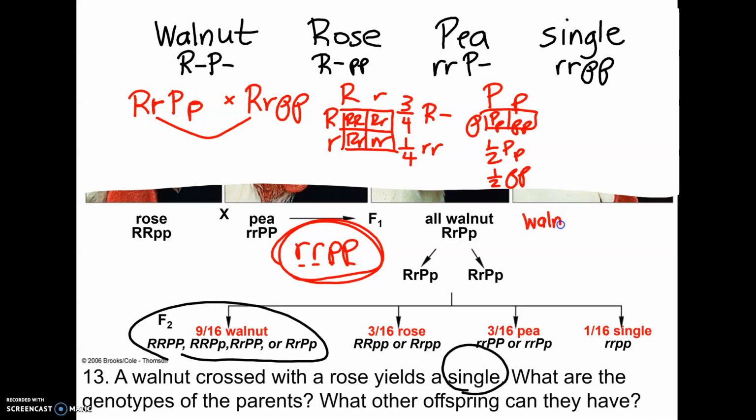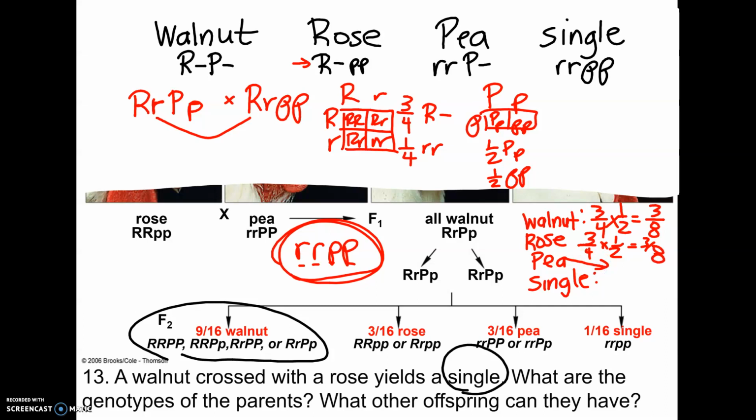Now they want to know what kind of offspring you're going to get. There are 4 possible types of offspring: walnut, rose, pea, single. So the chance of walnut: walnut, remember, I said was big R anything, big P anything. The chance of having a big R is 3/4, the chance of having a big P is 1/2, and so 3/8. Rose, if you go back, is big R anything, little p, little p. So the chance of having at least one big R is 3/4, the chance of little p is 1/2, and so 3/8.